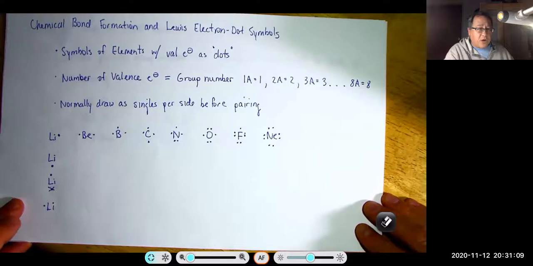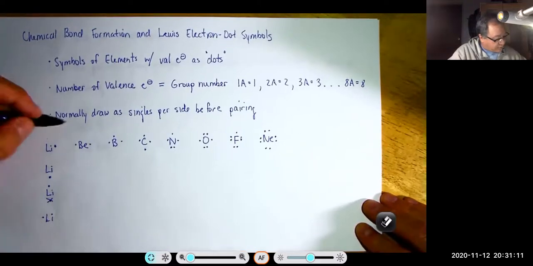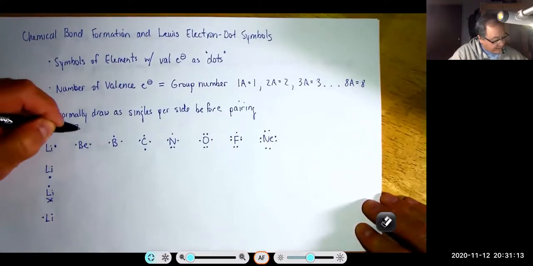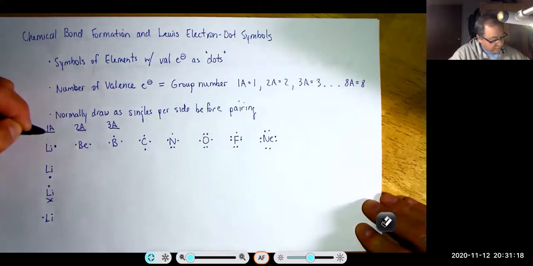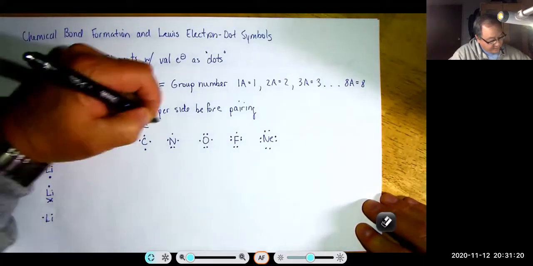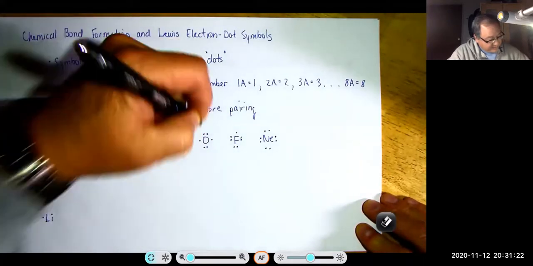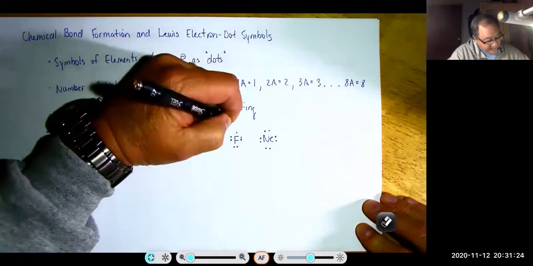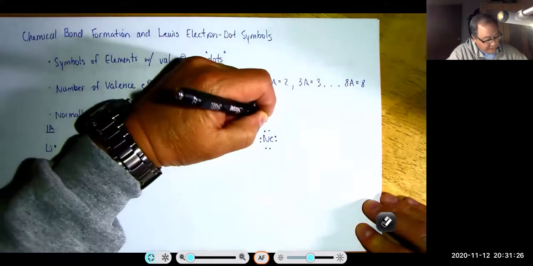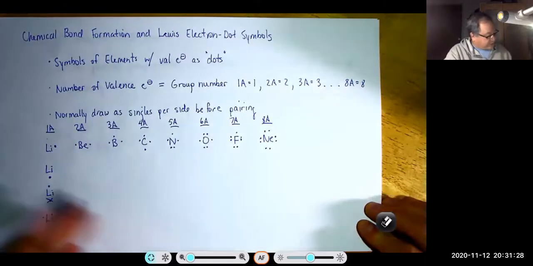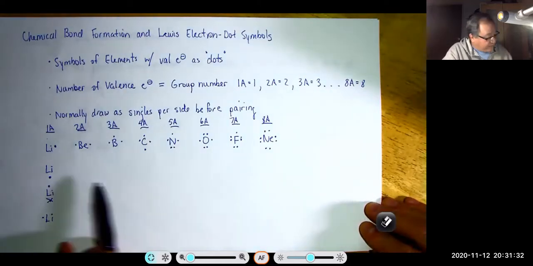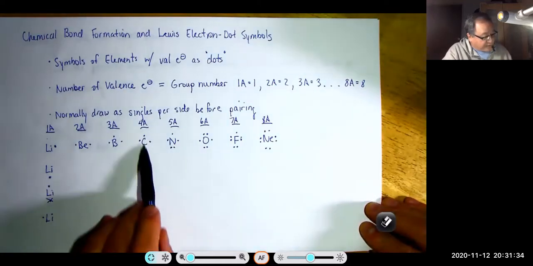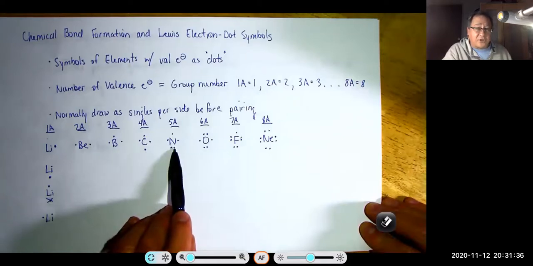So normally when you're drawing dots, and remember, this is 1A, 2A, 3A, 4A, 5A, 6A, 7A, and 8A. Normally when you're drawing these dots, you draw them as shown, where you draw 1 dot per side. And so carbon has 4 dots. And then when you get to 5 dots, you have to start pairing them up.